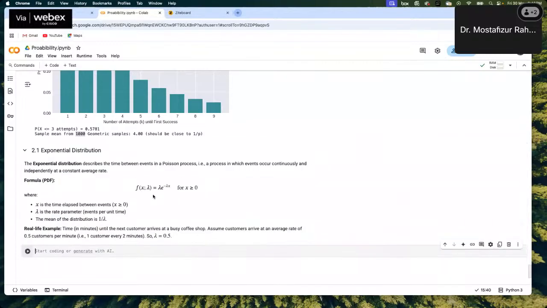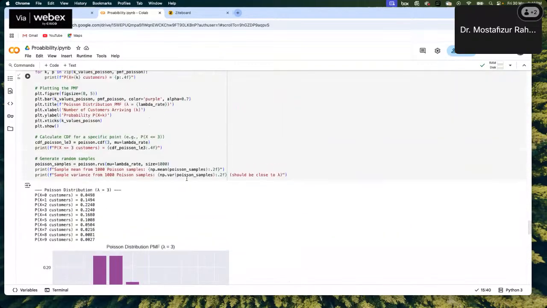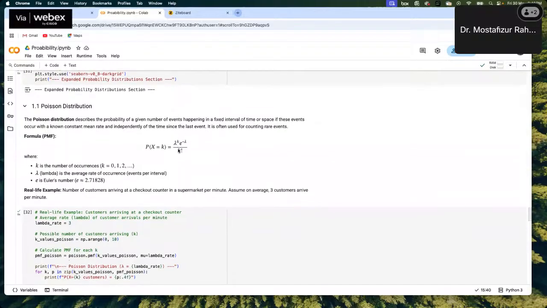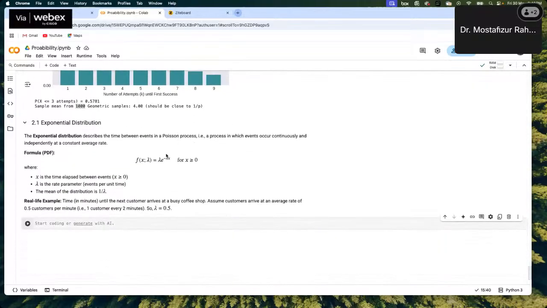So the exponential distribution function describes the time between events in a Poisson process, a process in which the events occur continuously and independently at a constant average rate, right? And so x is the time. Earlier it was the Poisson distribution, the discrete distribution, and the definition was this one. Now you have a different variable. What is that variable? X. What is x? X is the time elapsed between two events, x greater than or equal to 0. And lambda is again the rate parameter, and the mean of the distribution is 1 by lambda.